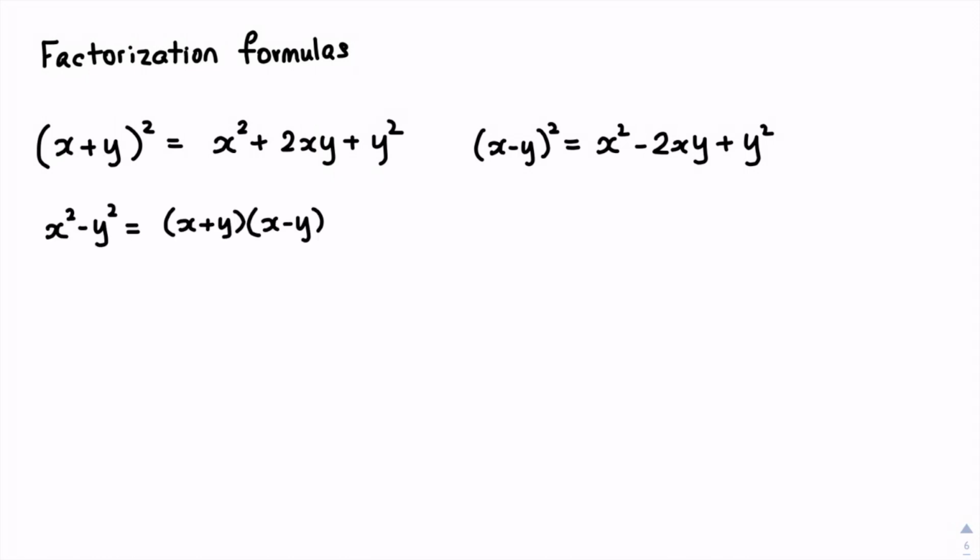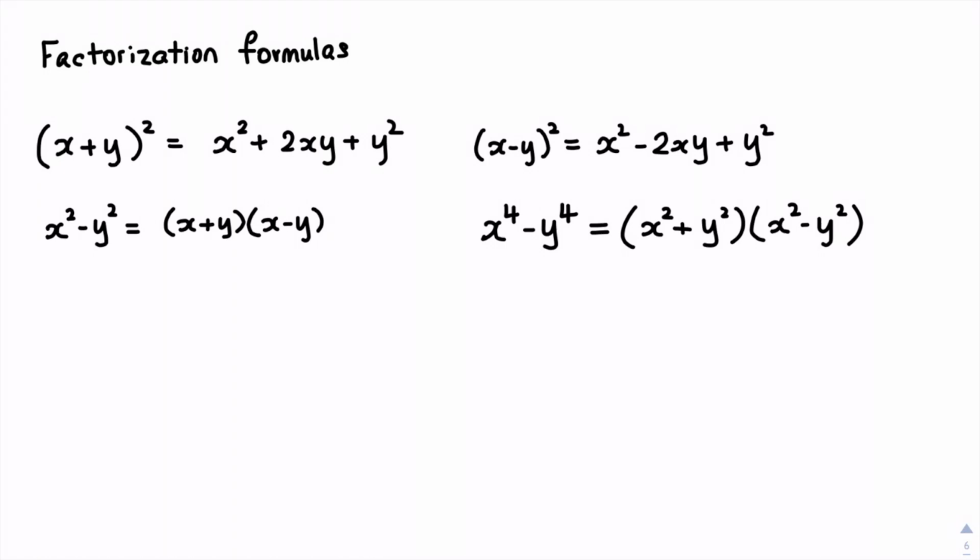(x plus y) squared is equal to x squared plus 2xy plus y squared. That's one of the formulas that you should be familiar with. Similarly, (x minus y) squared is equal to x squared minus 2xy plus y squared. That's another formula. The next one is very useful. x squared minus y squared can be factorized to become (x plus y)(x minus y). And this one is actually an application of the previous formula.